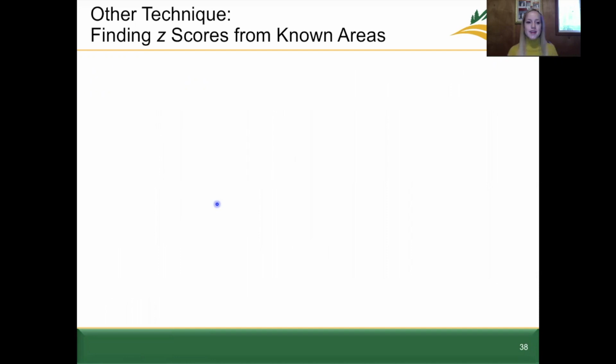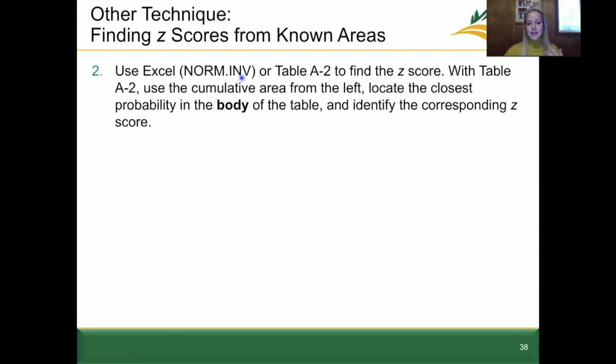Okay, so we're getting comfortable using the table. We're also getting comfortable using Excel, of course. Now, I showed you how to use a table to find a z-score given a known area. You locate that area, and then you find the corresponding z-score. But can't I use Excel for that because I really love Excel? Well, the answer is yes, you can use Excel for this as well. The function in Excel for this is the normal inverse.